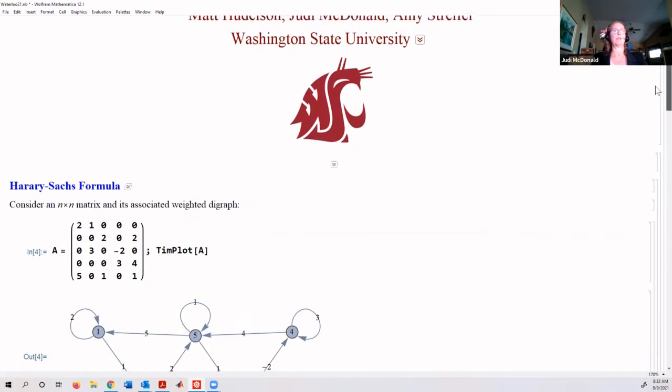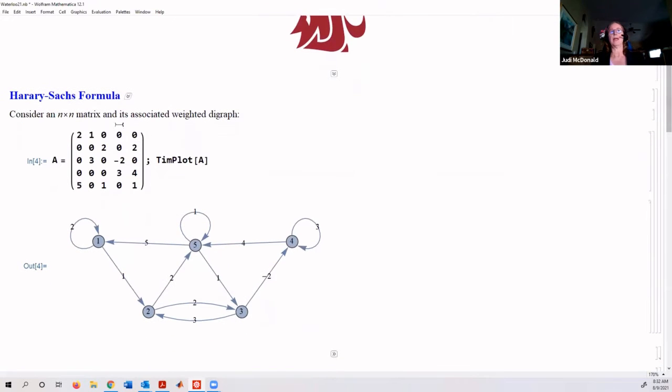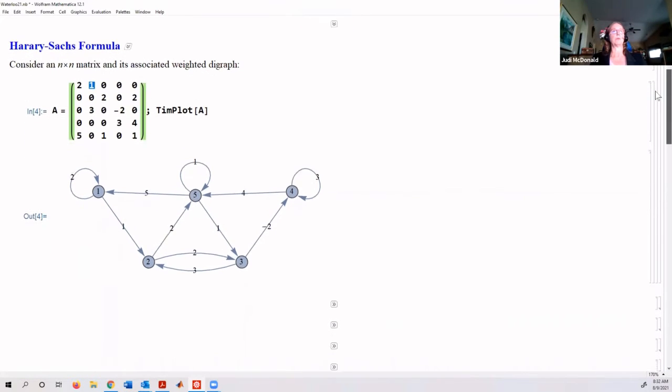I take my favorite matrix A, an n by n matrix, because we're going to talk about characteristic polynomials. And whenever I have a non-zero entry, like here the 1, 2 entry is non-zero, I'm going to draw an edge from 1 to 2, and whatever the non-zero entries in the matrix are, that's going to be the weight of my edge. So I pretty quickly get a weighted digraph, which I'm guessing most of you are familiar with.